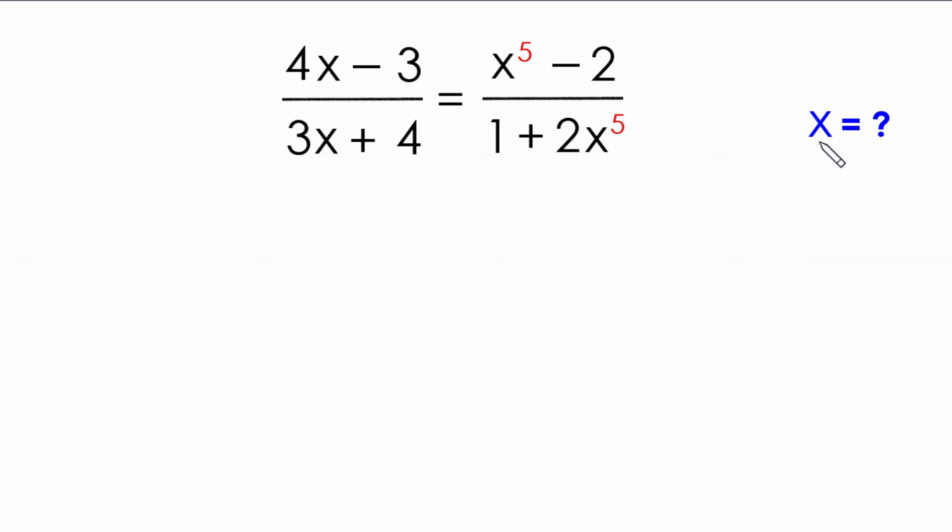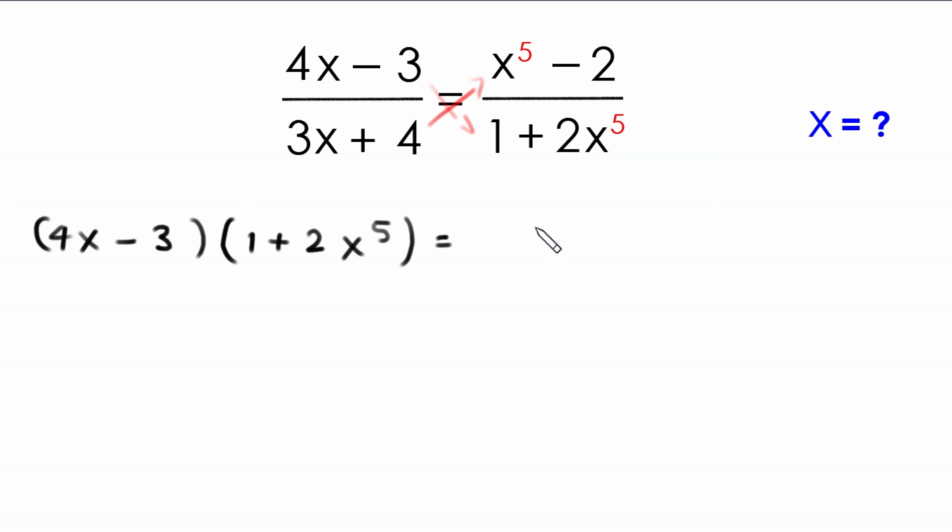So let's start. To remove fractions, we multiply this 4x minus 3 by this expression, and we multiply this 3x plus 4 by this expression. So this will become (4x - 3)(1 + 2x^5) = (3x + 4)(x^5 - 2).